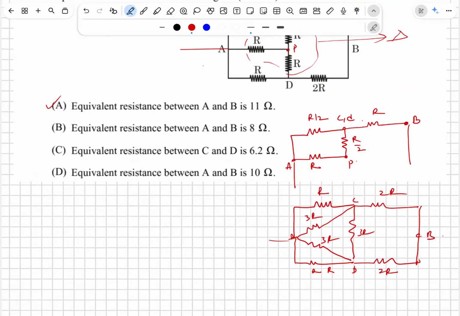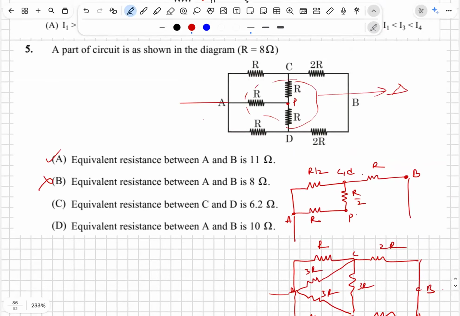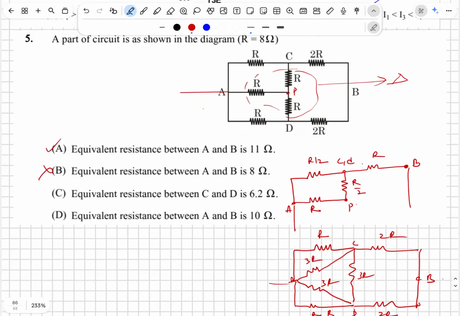See, when I use star to delta, delta to star, it is in case of some complex cases only that I will use. Now finally, this is R by 2, even in this method also, 3R by 2, 3R by 2, R by 2, 3R by 11R by 8 is the answer, R is 8, so finally you got 11 ohms. Okay, they are asking once A is correct, B is wrong. Okay, and again D is wrong, fortunately.